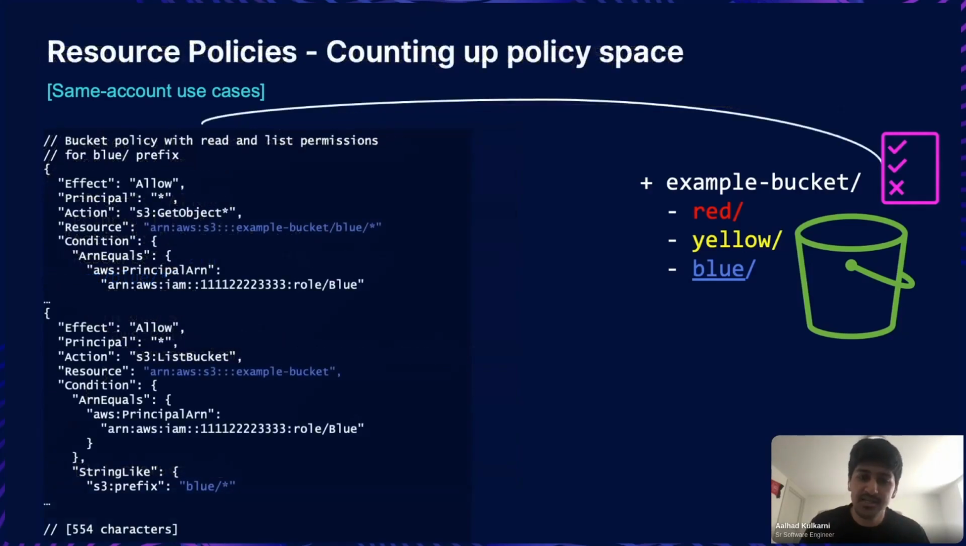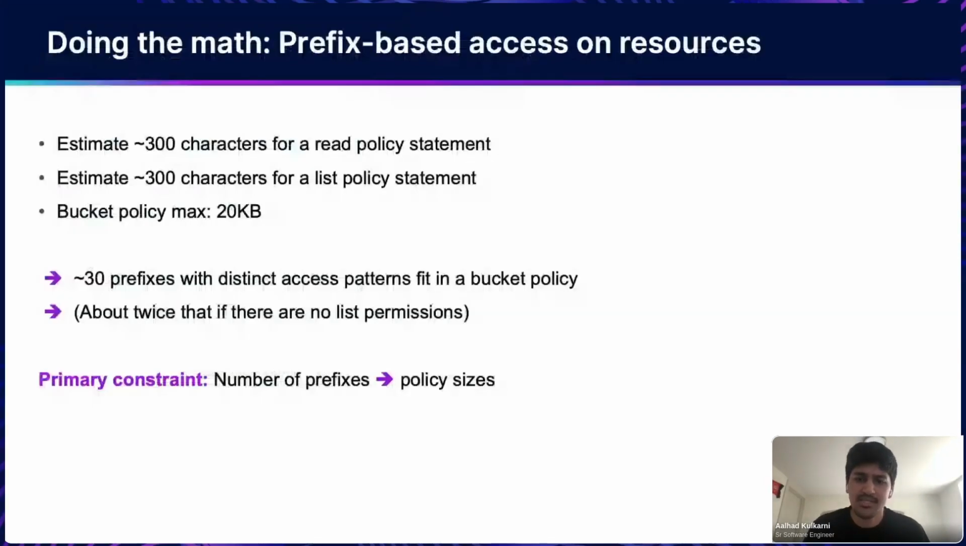What if you want list permissions too? Same permissions, it's about 554 characters. So we went from about 250 characters for the get object policy to about 554 characters for get and list. So why does this matter? This matters because as you start scaling this use case, if you have a simple use case, this works really well. But if you start scaling this, you can have up to about 30 prefixes with distinct access patterns that can fit in a bucket policy, assuming 300 characters for each policy statement. So your primary constraint now becomes the number of prefixes going to the policy sizes.